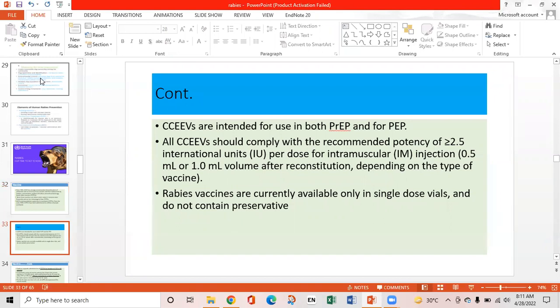CCVs are intended for use in both pre-exposure prophylaxis and post-exposure prophylaxis. All CCVs should comply with the recommended potency of more than or equal to 2.5 international units per dose for intramuscular injection, 0.5 ml or 1 ml volume after reconstitution, depending on the type of vaccine. Rabies vaccines are currently available only in single dose vials and do not contain preservatives.